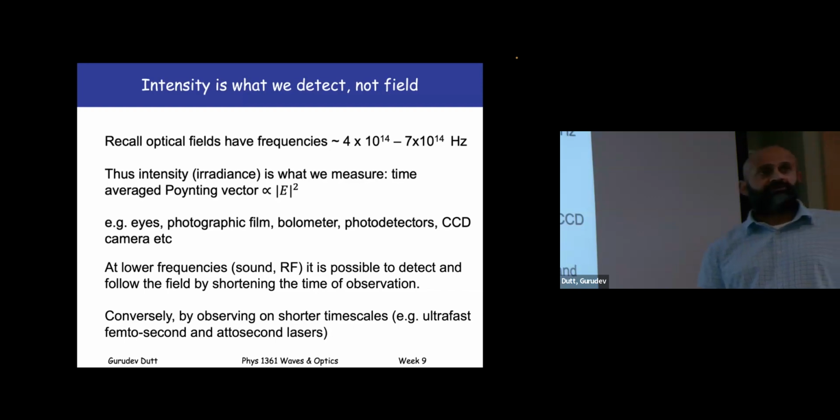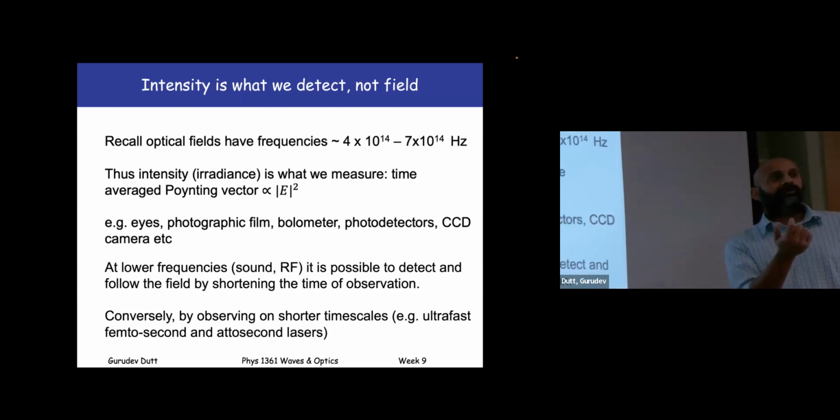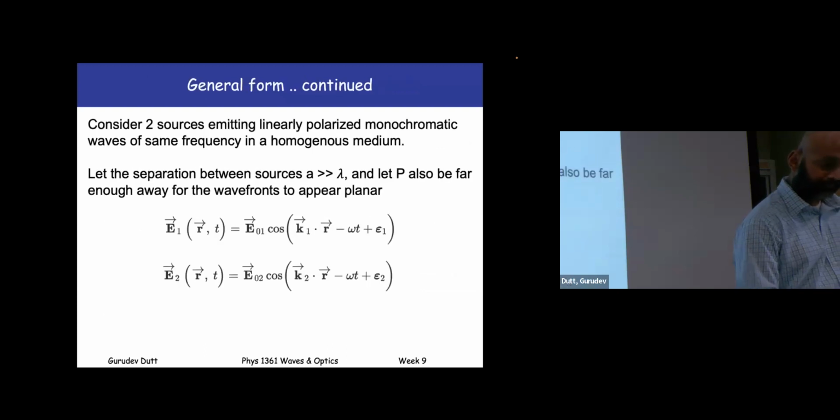Conversely, by observing on even shorter time scales with lasers, this year's Nobel Prize was given for attosecond laser development. The Nobel Prize is for the development of ultrashort laser pulses, where the pulses are now short enough that individual cycles of the optical field become visible. By using such laser pulses, we can actually follow the development of optical fields as well. They can resolve much shorter events like electrons orbiting around the atom. Anyway, that's this year's Nobel Prize, and a very interesting topic.